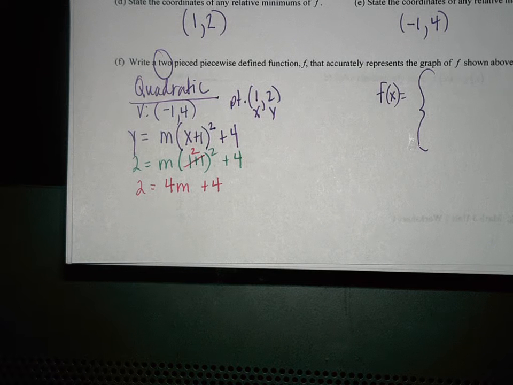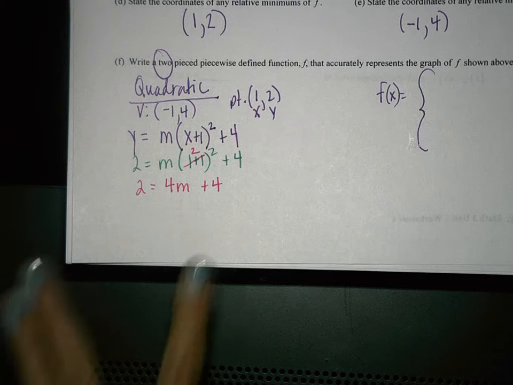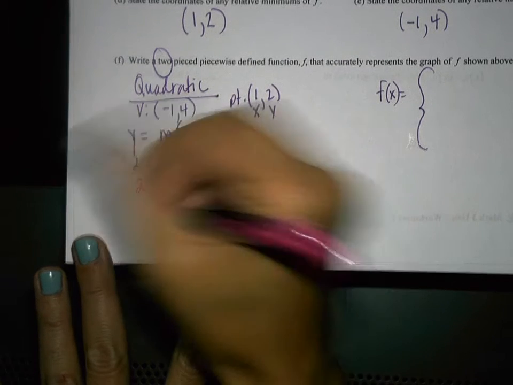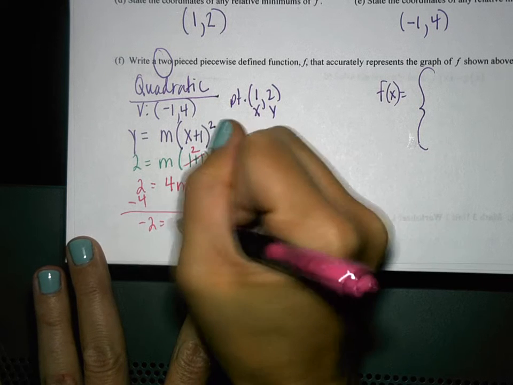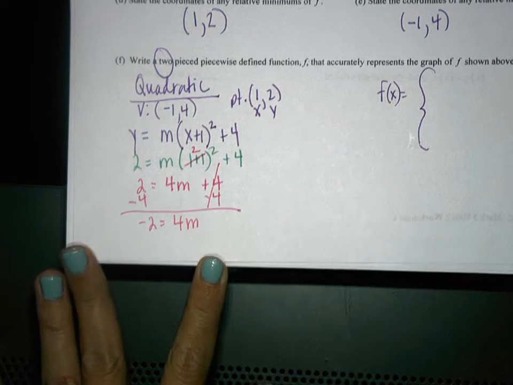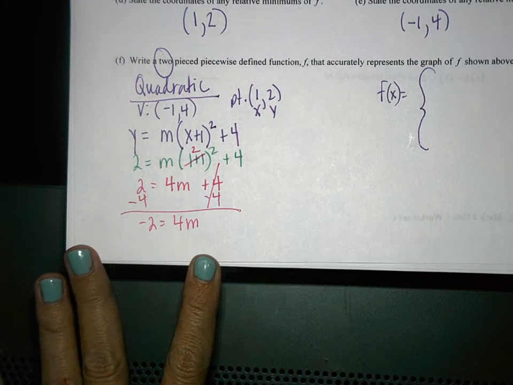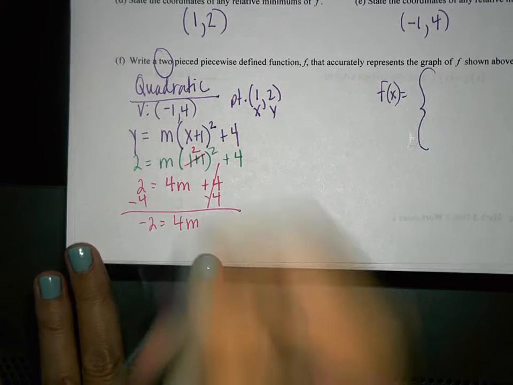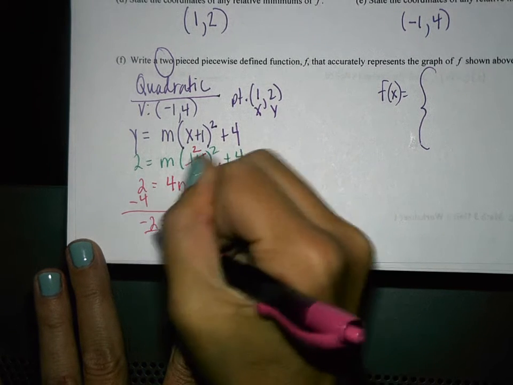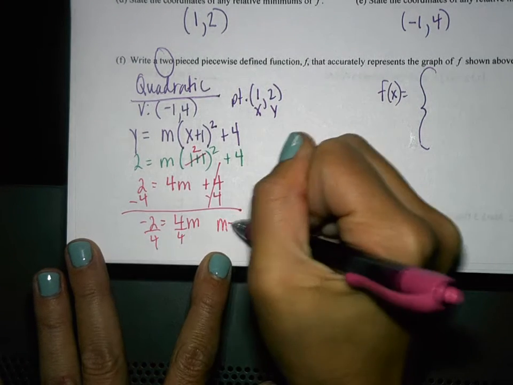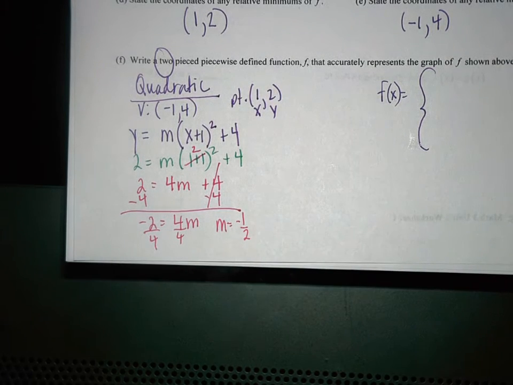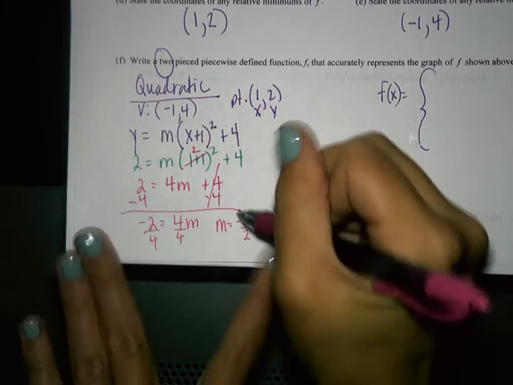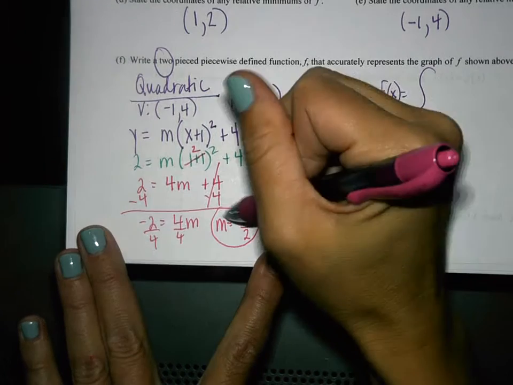Okay. So next, what am I going to do? Good. Subtract 4 from both sides. I do that and I get negative 2 equals 4m. And then my last step is to do what? Good. And so what does m equal? Very good.